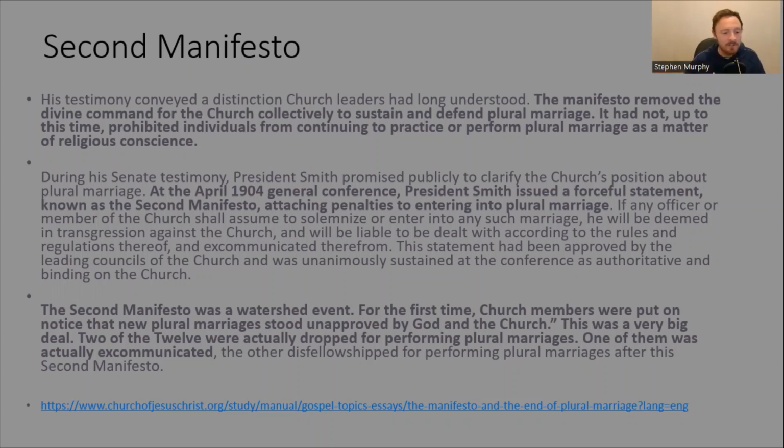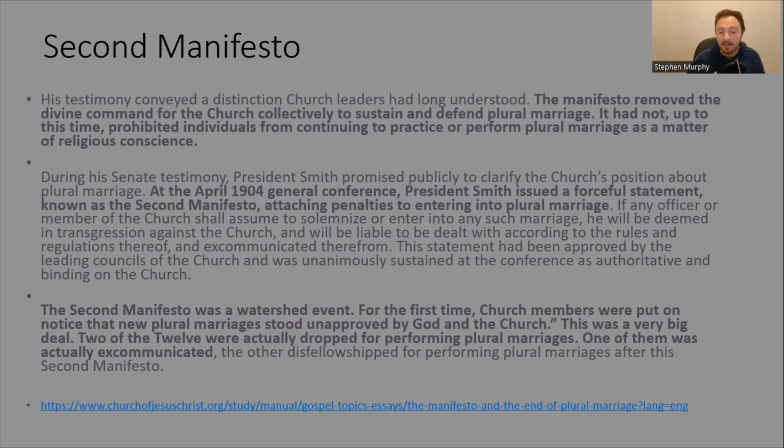"If any officer or member of the church shall assume to solemnize or enter into any such marriage, he will be deemed in transgression against the church and will be liable to be dealt with according to the rules and regulations thereof." The Second Manifesto was a watershed event. For the first time, church members were put on notice that new plural marriage stood unapproved by God and the church. This was a very big deal.